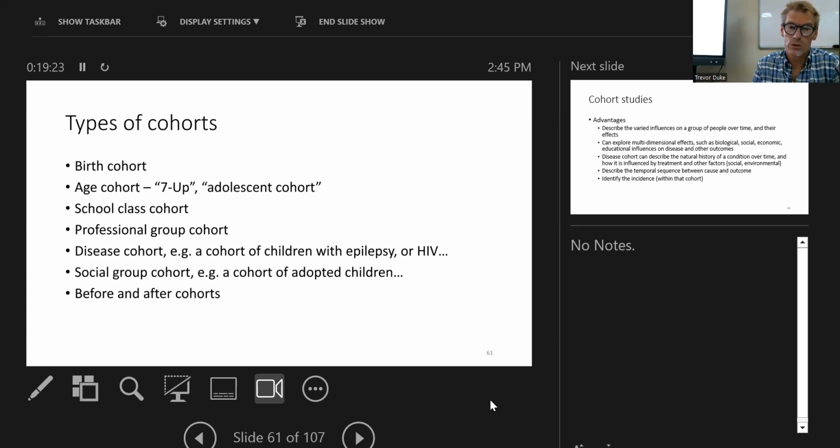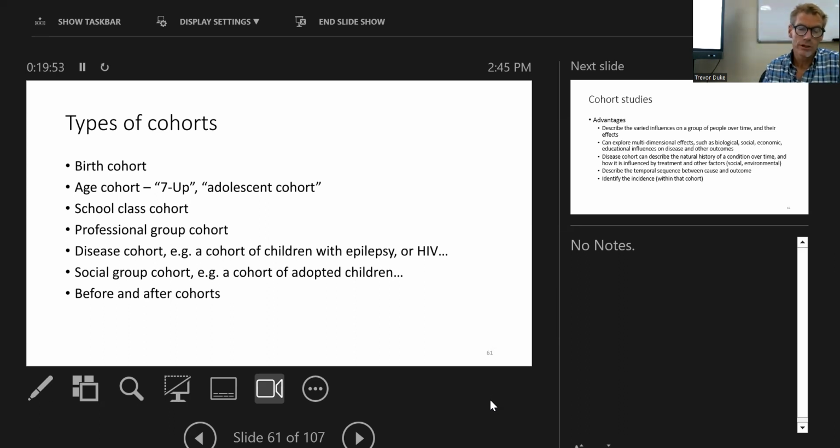But there are some other cohort studies that are like following up an adolescent cohort. So they've taken adolescents and followed them up to see, again, what happens to them in terms of social and economic and vocational and educational outcomes and that sort of thing. There are some cohort studies that are like a school class cohort, so taking a particular school class and then following them up. Some of the most famous studies have actually been professional group cohorts, and I'll talk a bit about some of those.